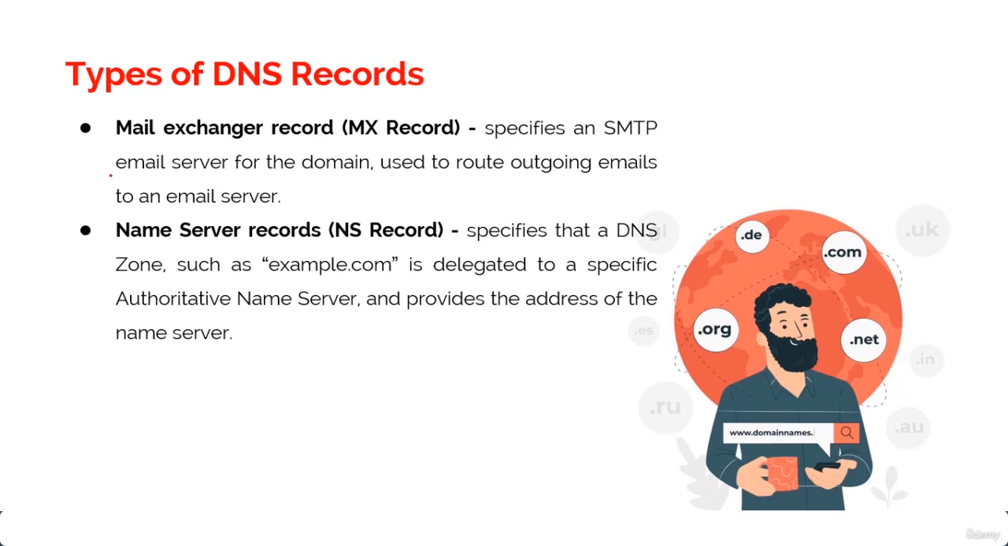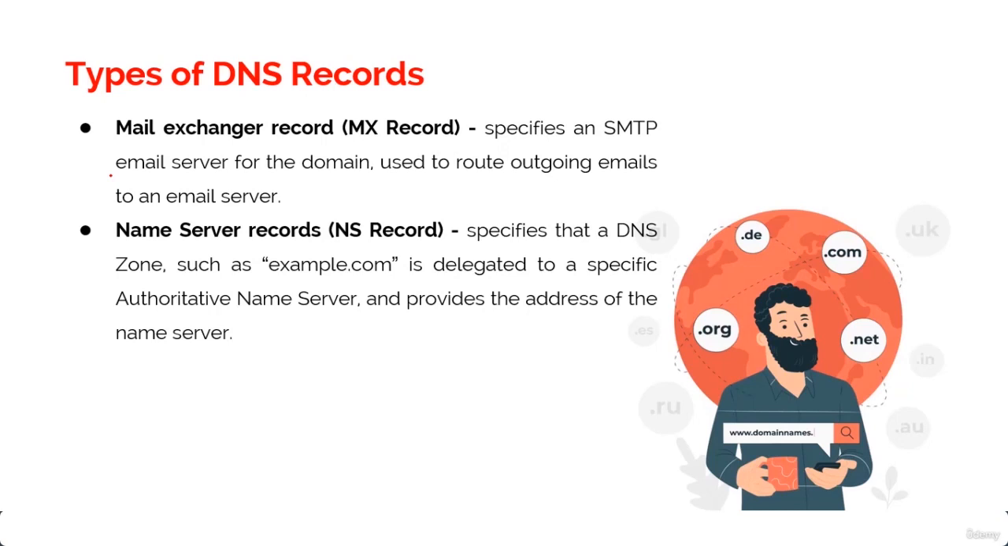Reverse lookup pointer records allow a DNS resolver to provide an IP address and receive a host name. So what an A record does is basically you give the name and it will return an IP address. But in case of this reverse lookup pointer, you give an IP address. So it allows the DNS resolver to provide an IP address and receive a host name. So it's a vice versa process.